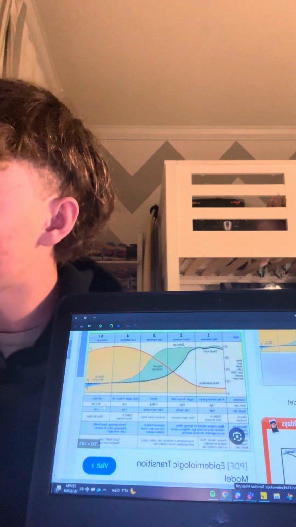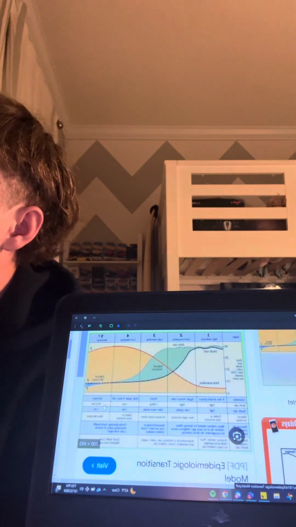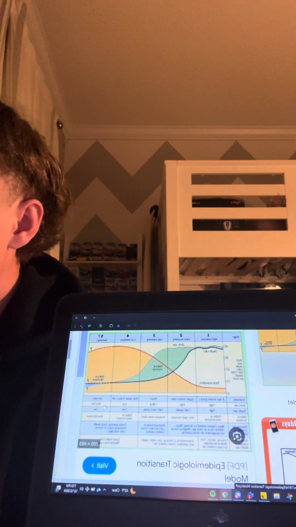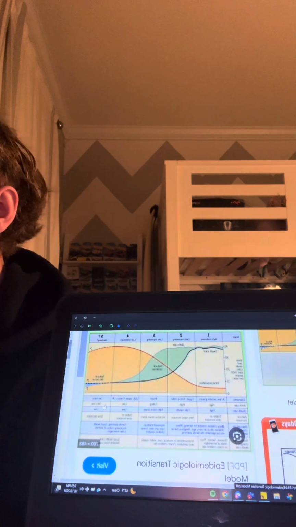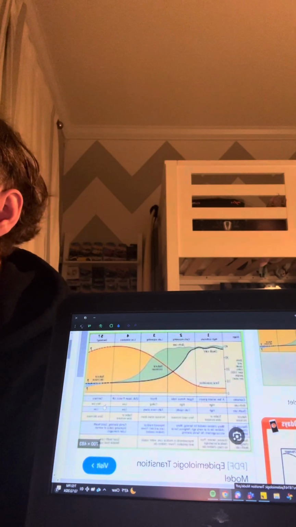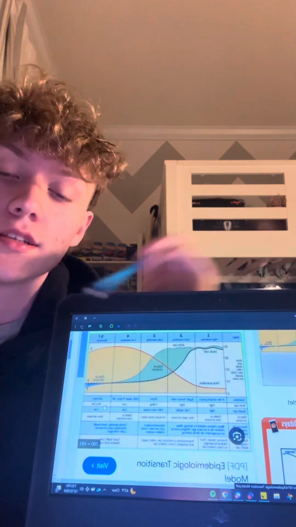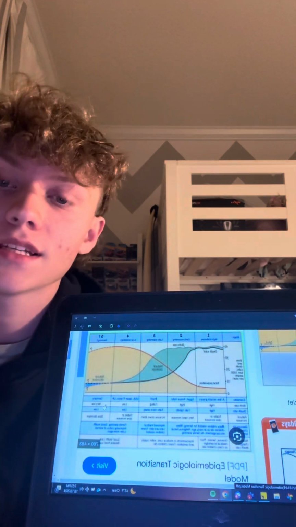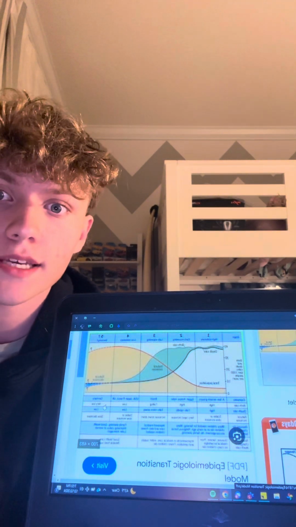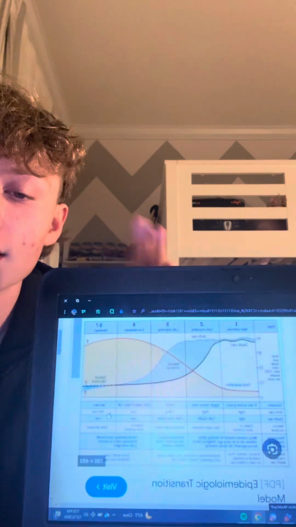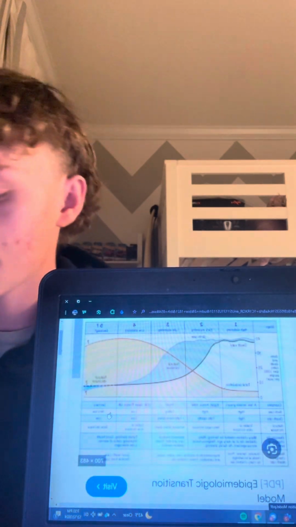So the question for 9 is, what is the relationship of the epidemiological transition model to the DTM? Describe each stage of the ETM to each stage of the DTM. If you look at this, it looks a lot like the DTM. This is the ETM, big difference. What it does is it shows the diseases and how they affect the areas.